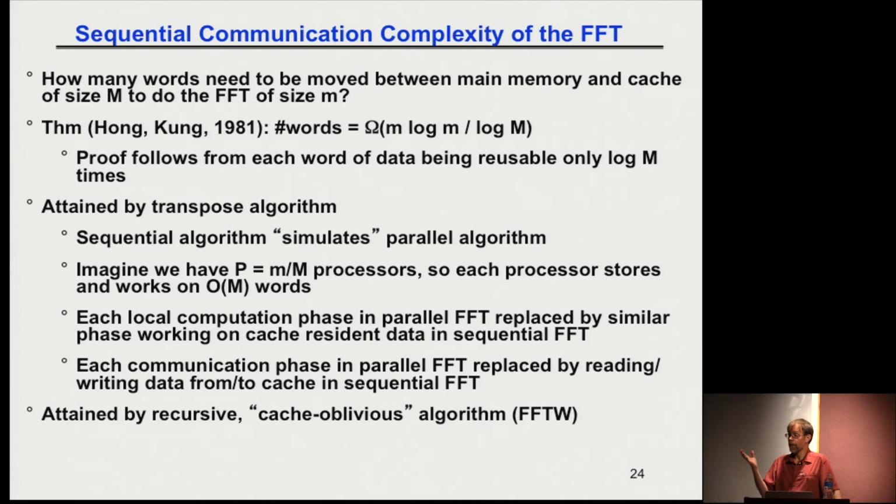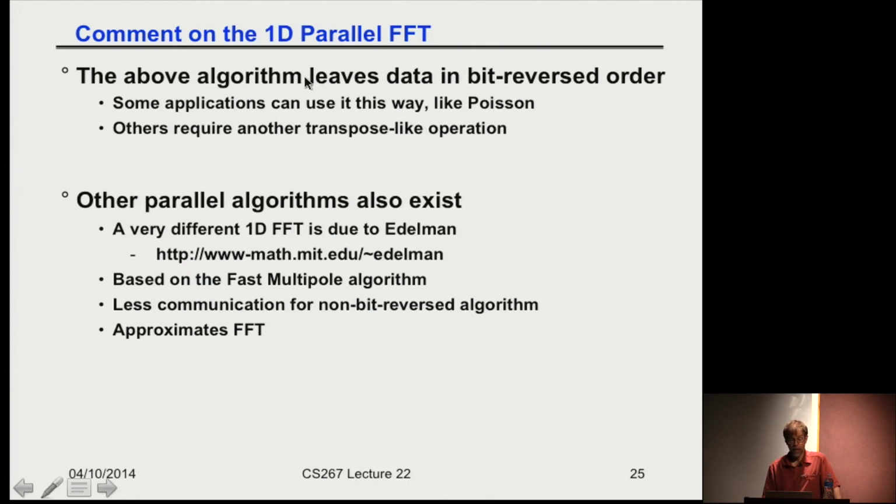But let's go back to the parallel FFT and describe how that's going to work. The algorithm that I showed you, the transpose FFT, is going to leave the data in bit reversed order. So let's think about whether that's a problem. Sometimes that's perfectly fine. Let's suppose I'm doing Poisson's equation. I do the FFT, I get my answer in a funny order, and I'm just going to divide each entry by the diagonals of the eigenvalue matrix.